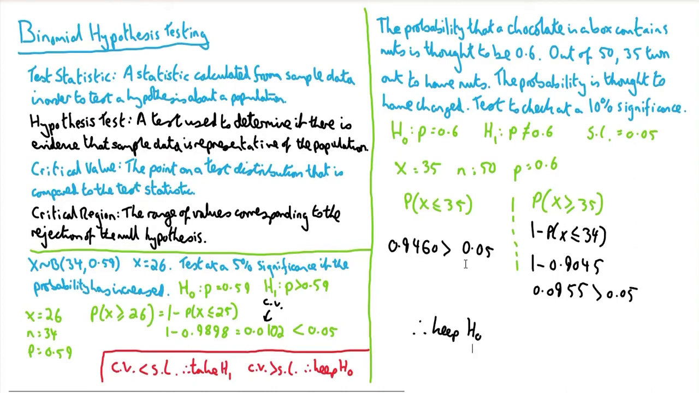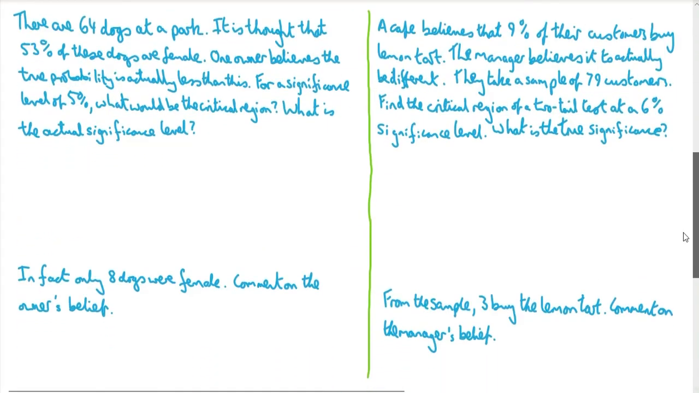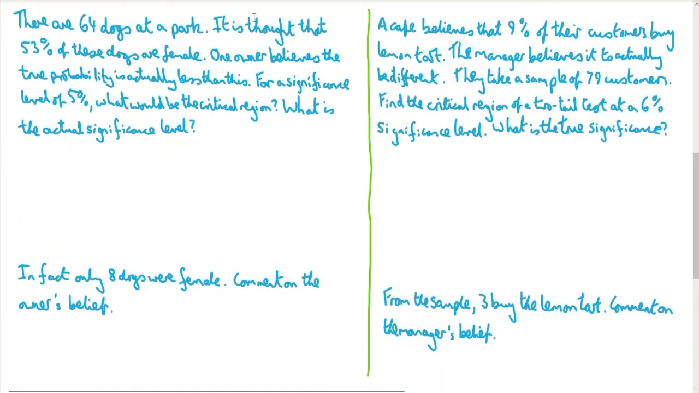If we're good with that, let's now move on to examples of the other version which I mentioned before, which would be the critical region. Now, if we just read through these questions first, again, just get a sense of them before we get into the actual method. There are 64 dogs at a park. It is thought that 53% of these dogs are female. One owner believes the true probability is actually less than this, though. For a significance level of 5%, what would be the critical region? And once you have that, what is the actual significance level?